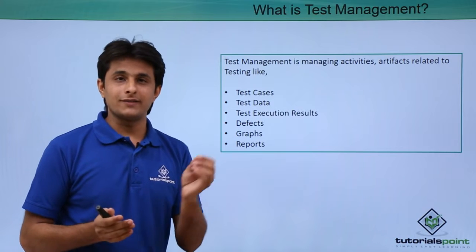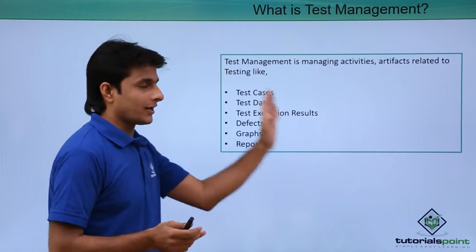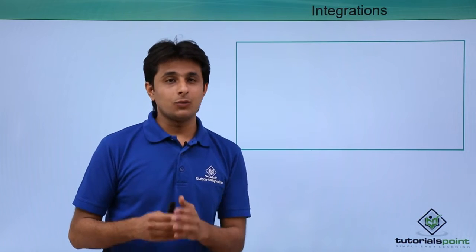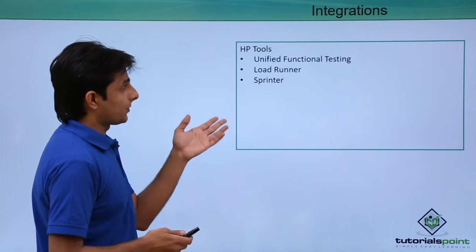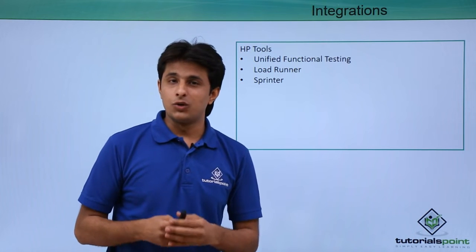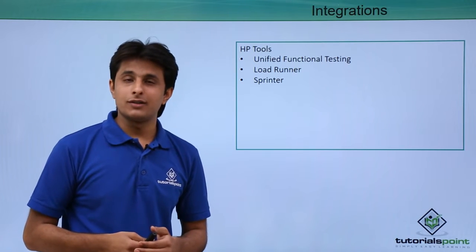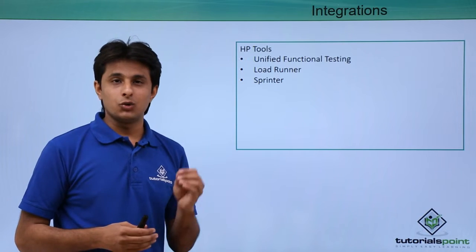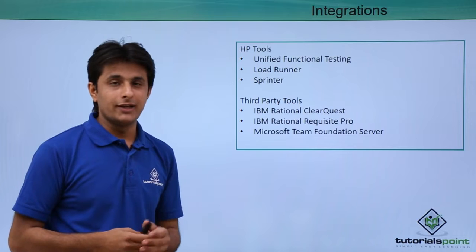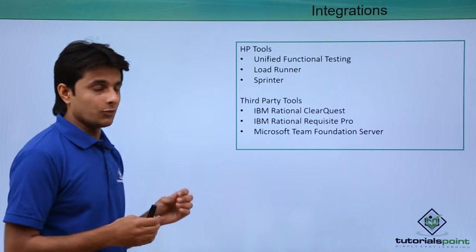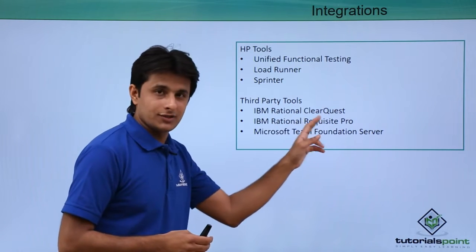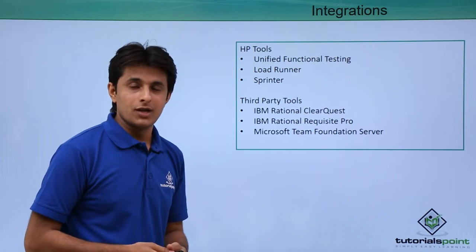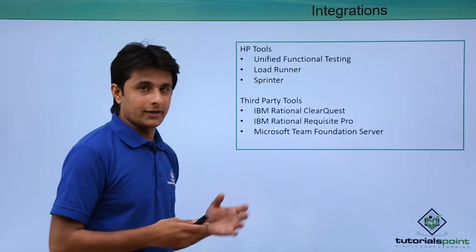We have a software known as HP ALM, which is used to manage all these artifacts. Now HP ALM can be integrated with different tools. It can be with respect to HP tools like HP Unified Functional Testing, HP LoadRunner, HP Sprinter. Along with HP tools, it has the capability to integrate with third-party tools from IBM and Microsoft. Let's see what those are: IBM Rational ClearQuest, IBM Rational RequisitePro, Microsoft Team Foundation Server. So it can be connected with different third-party tools also.